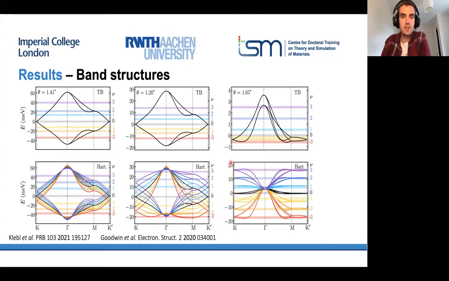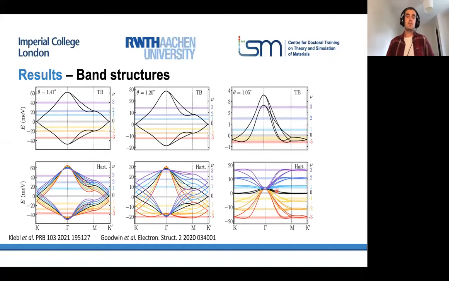So even further, right at the magic angle of 1.05 degrees, we can see that adding and removing electrons from these flat bands causes quite extreme band deformations. And this is because the Hartree energy, this is basically the dominant energy scale of the system at this twist angle. And the electronic structure is qualitatively different when you add electrons to when you remove them. You can see different shapes.